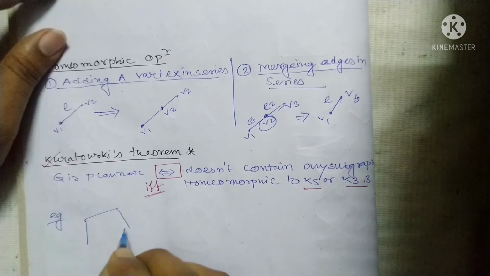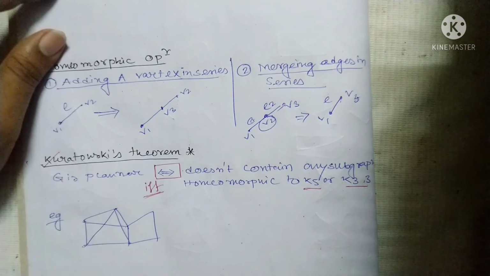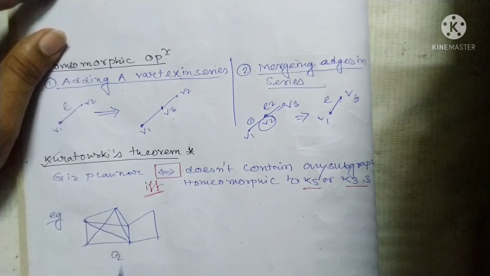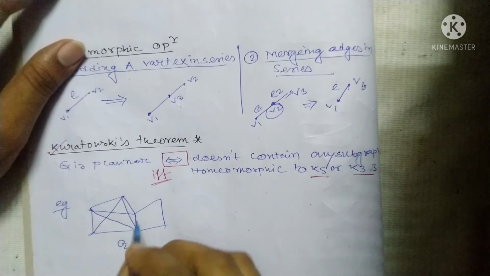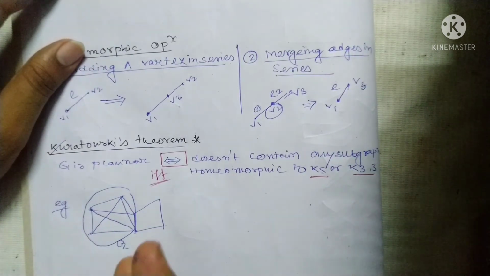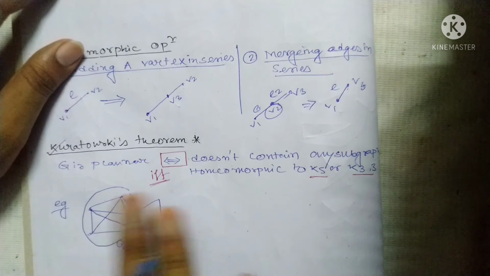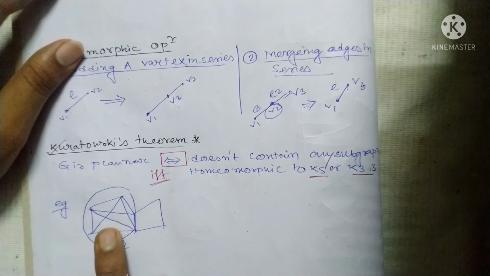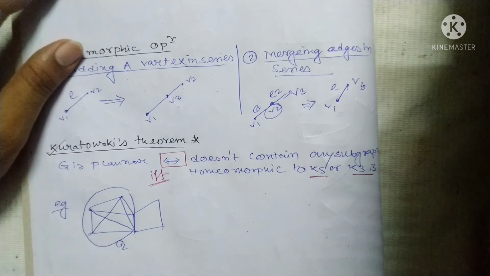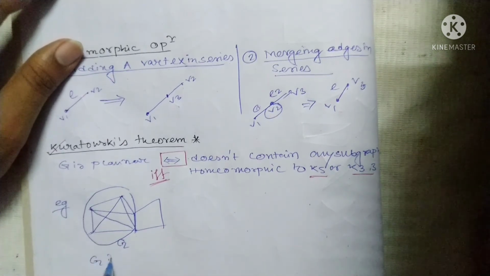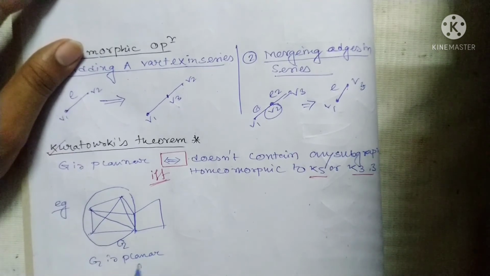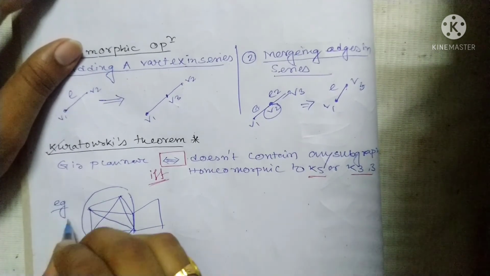Let's draw some arbitrary graph. We cannot draw everything and check whether the graph is planar or not. So let us suppose there are many subgraphs. Let's see this subgraph. Is it K5 or K3,3? No. This subgraph is already planar, and it is not homeomorphic to K5 or K3,3. So we can say that G is a planar graph. Let's see another example.